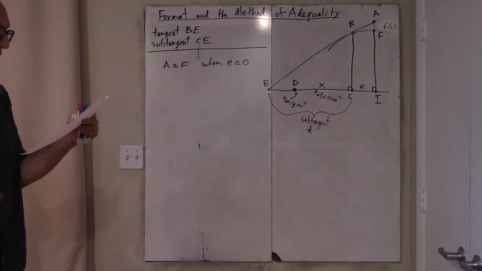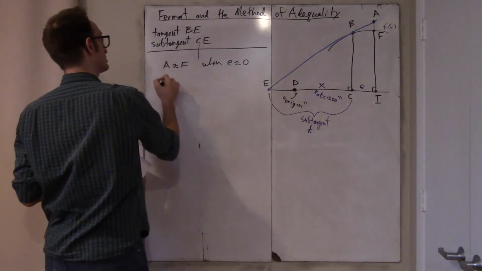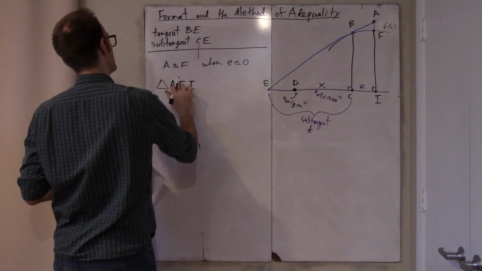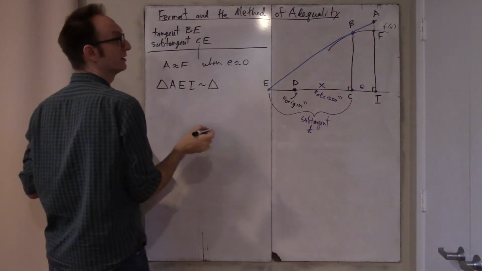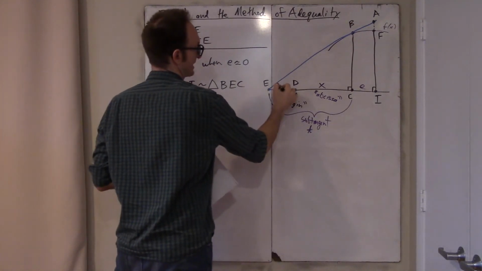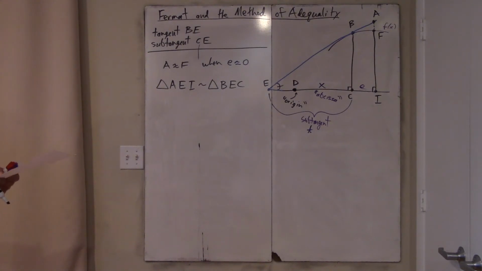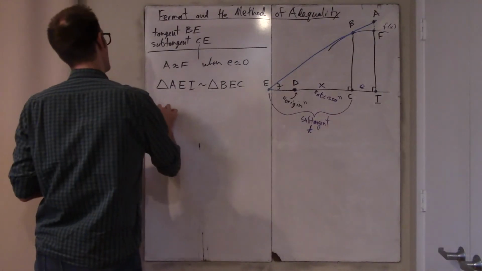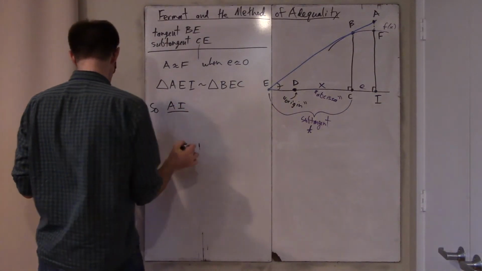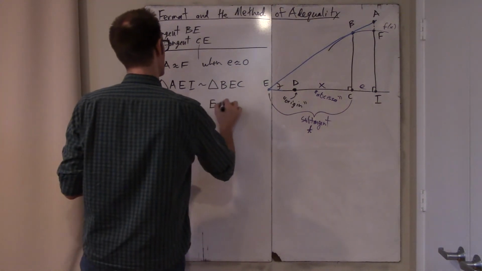And so what do I want to say next? Well, then there's sort of a pair of similar triangles here. The similar triangles are triangle AEI is similar to triangle BEC. Okay, because they both have this angle here, and they both are right triangles. So that part is totally uncontroversial. And okay, so what's therefore true? Well, then AI, I can say, is to BC, as EI is to EC.